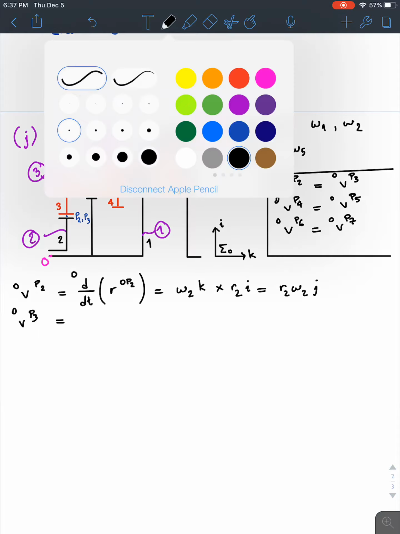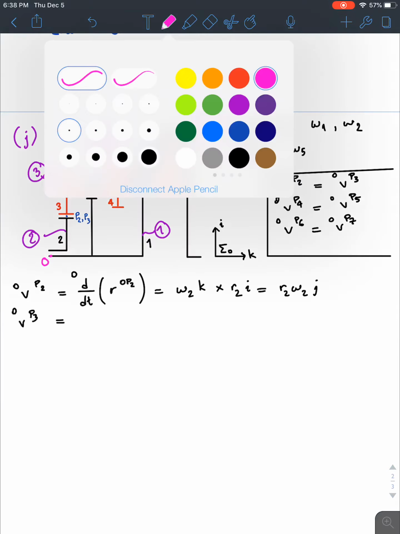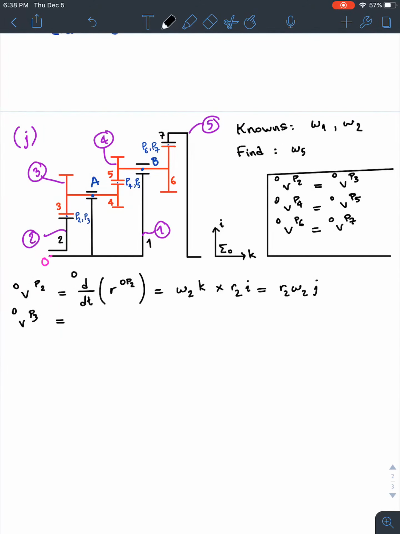Well, to do that, I first need to go to this point. Let's call that point A, and let's call this point B for future. To find the velocity of point P3, I first need to go to point A and then come back over here, right? So that vector that goes from O to A is fixed in the first rigid body, or the carrier, and the vector that goes from A to P3 is fixed on the third rigid body, or the third gear, right?